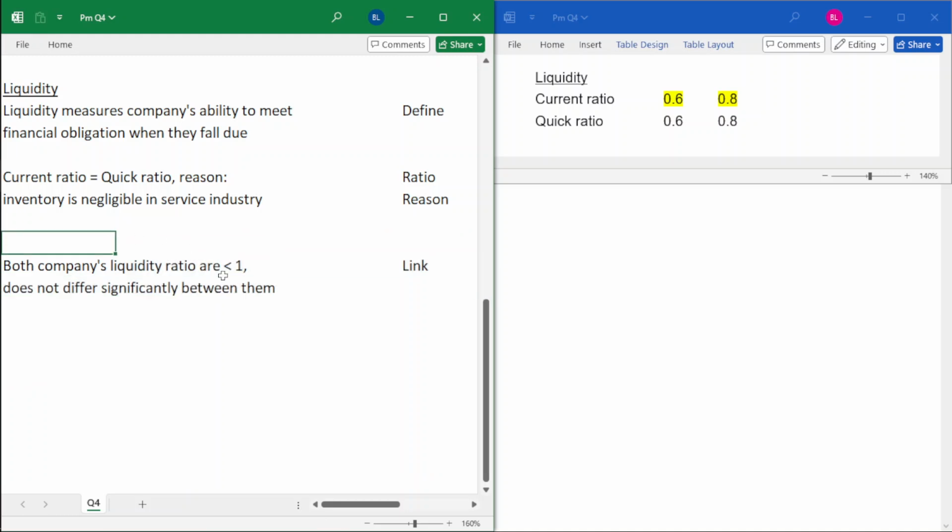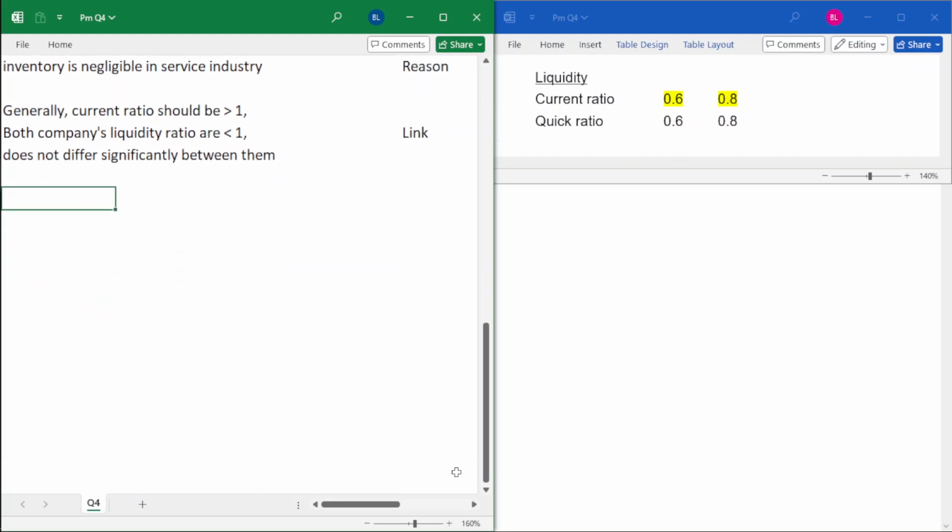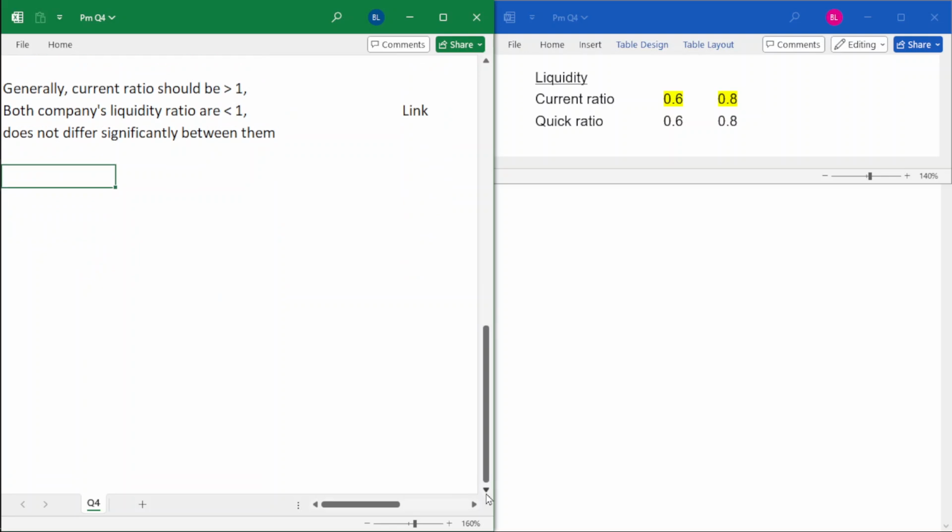So less than 1. Generally, the current ratio should be more than 1, right? Yeah. Okay, so let's continue.